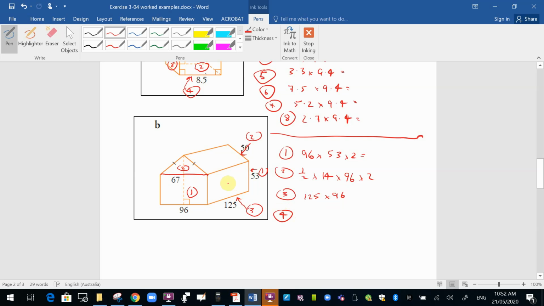Number four is this side wall here, and there's two of them. The dimensions are 125 and 53. And so that's four on the other side. So that leaves the roof. Okay, there's two of them as well. One on this side and one on the other side we can't see. And that's 50 times 125 times two. That's that one. So work out on a calculator all this, and then just add it all up.